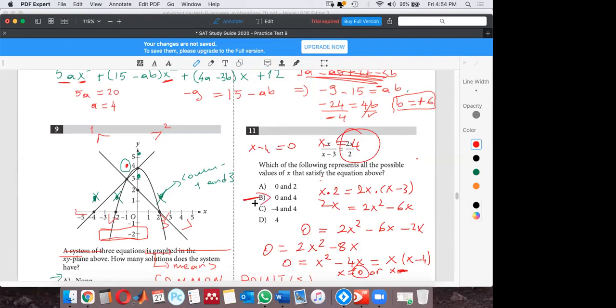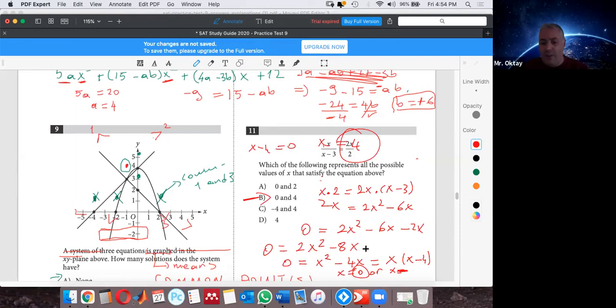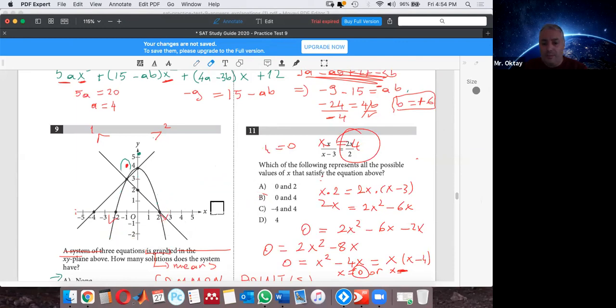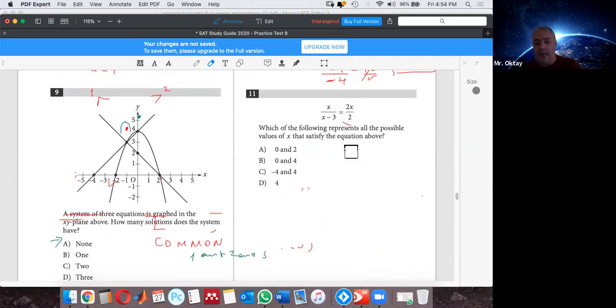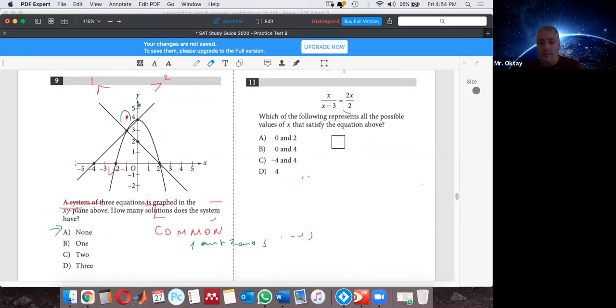Why is X 0, sir? Where did that come from? Here we said, okay, let me copy down again. Let's see now, what am I going to do? Cross product: 2x times x minus 3. Okay, is it true?